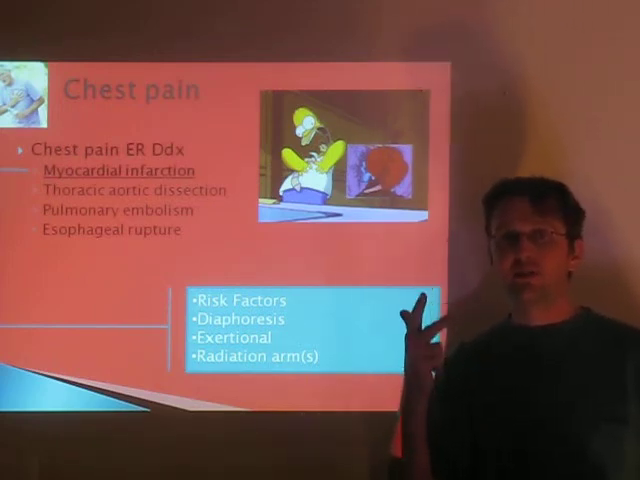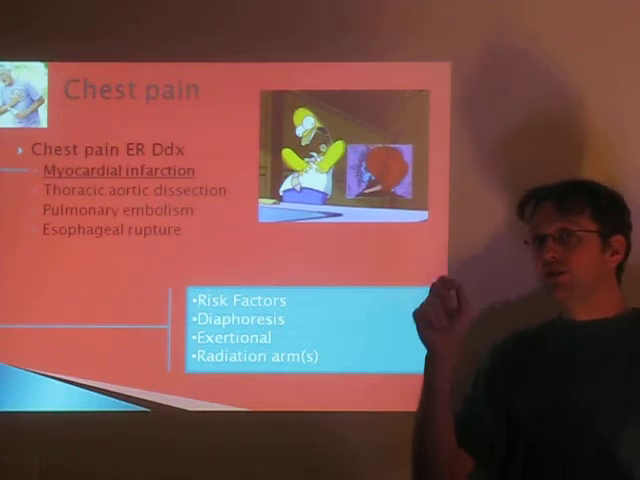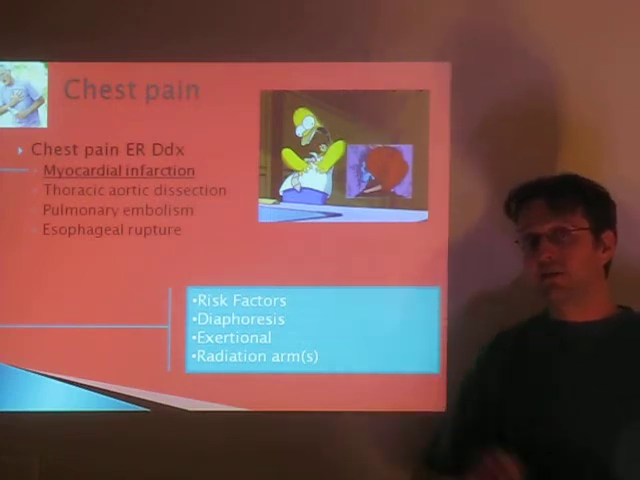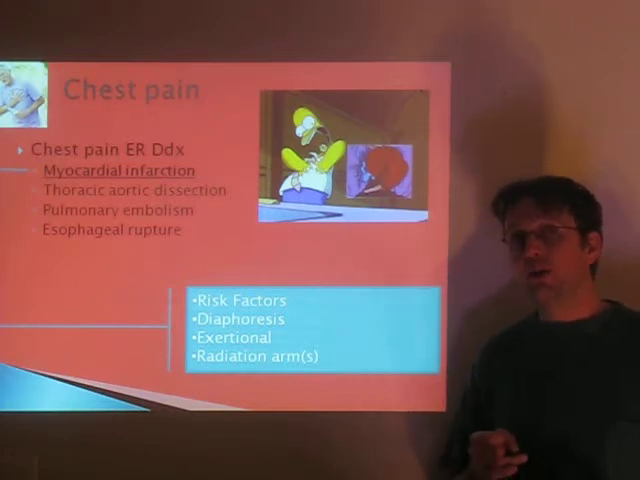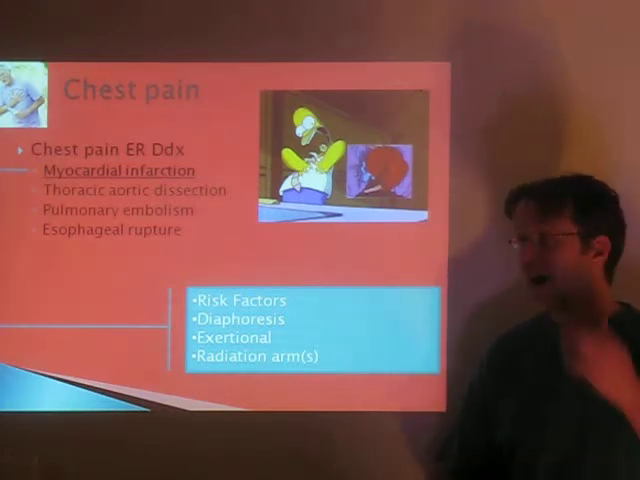Hypertension, high cholesterol, diabetes. It's not enough to just circle them if they're there. You need to cross them out if they're not there. Okay? Smoking and early family history of MI.